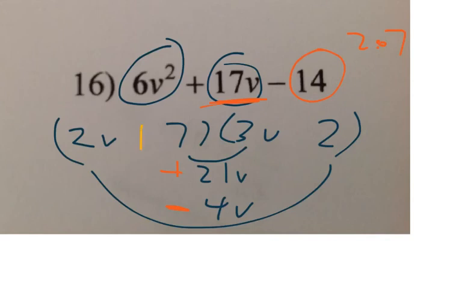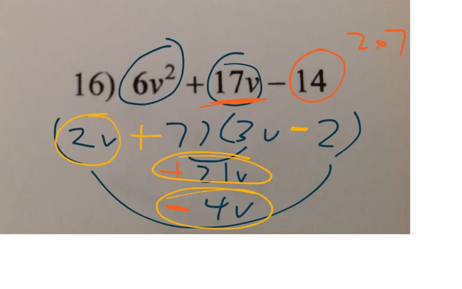I know I'm going to do a plus here because plus 7 times 3 gives me my 21v. And I'm going to do a minus here because the minus 2, okay, times the 2v in front is going to give me my minus 4v. And also notice the positive 7 times negative 2 gives me negative 14 as well. So everything perfectly worked out, guys. And that's how you factor these trickier ones. Pause the video if you need to.